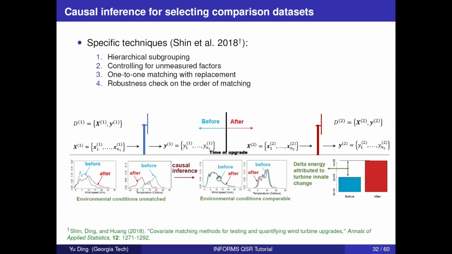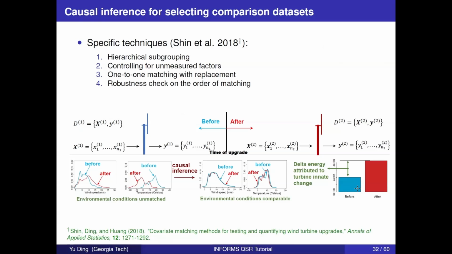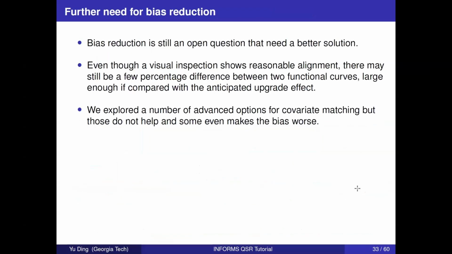And once we match the before and after periods for the turbine upgrade, we still see a difference in power production before and after. This delta energy is really attributable to the turbine's innate change rather than anything else. So this is the second part, how to select the subset of data. Now, when we're doing this, we find the selection, because all these power probability density curves cannot be controlled very precisely, still has small differences here and there. They generate some kind of bias.